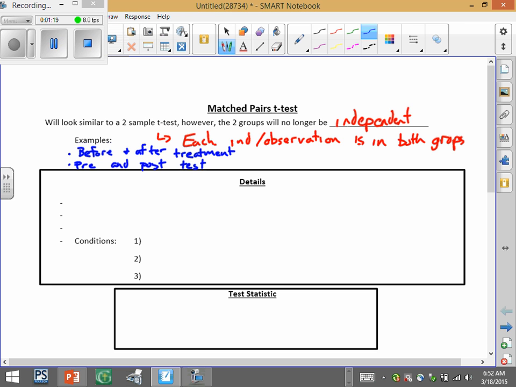One thing, if this is confusing you, I apologize. I think I put the holes on the wrong side of your note sheet. So the holes are backwards. I apologize. So flip it over. We're going to start with the matched pairs t-test, not the, we'll go to the interval after that.